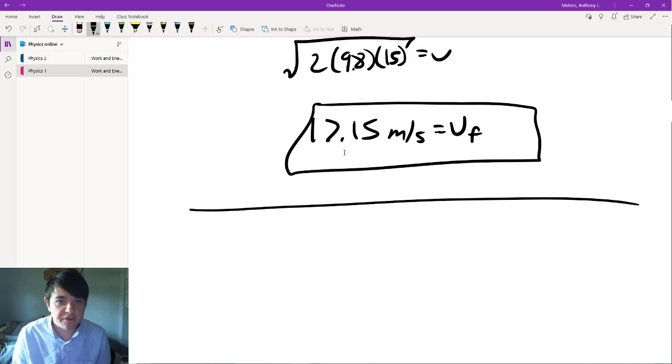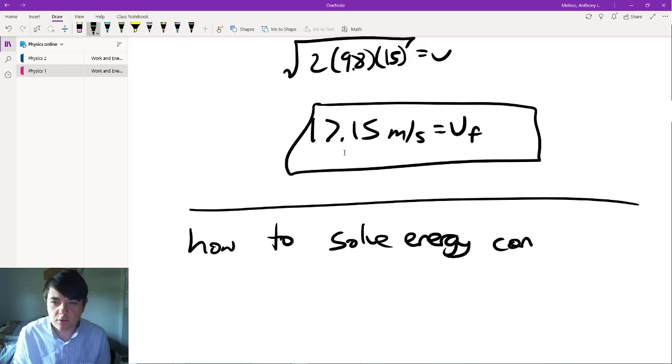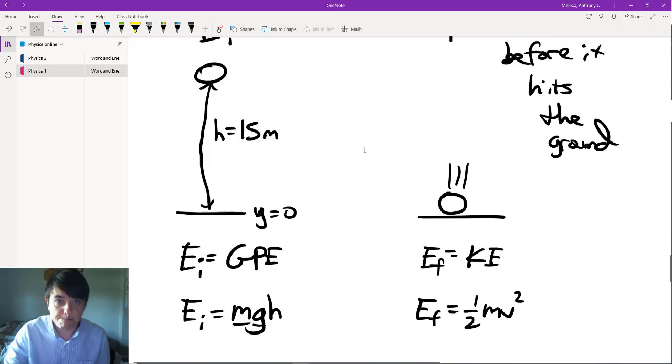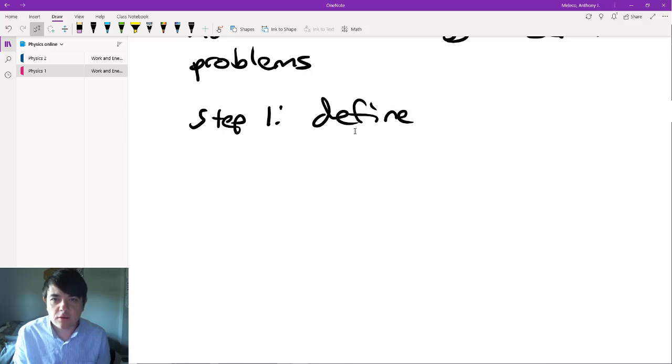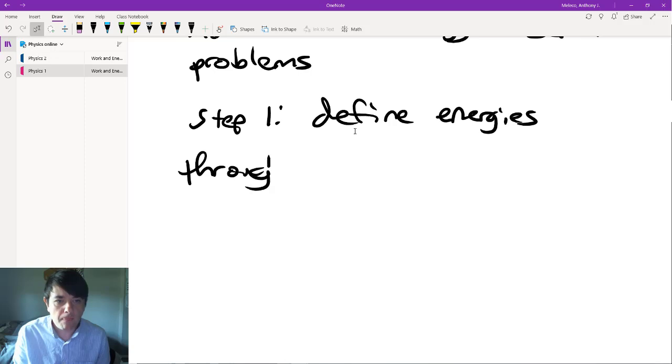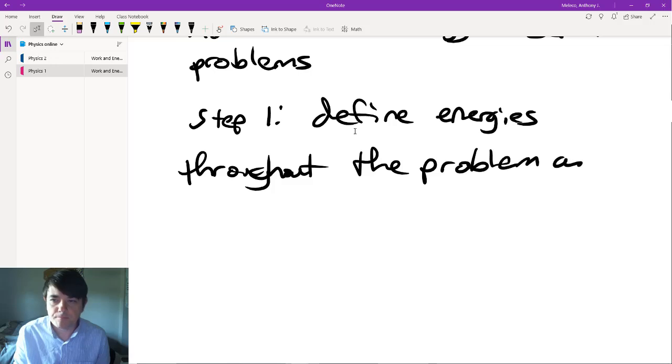Here's my go-to on how to solve energy conservation problems, and this is kind of what we did in this problem right here. Step 1: define energies throughout the problem and a 0 point.